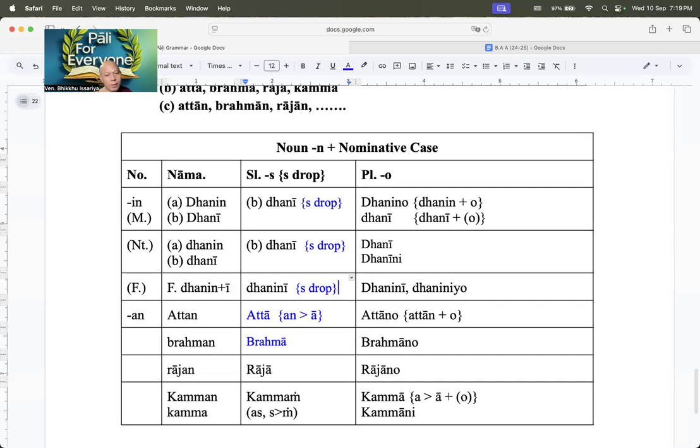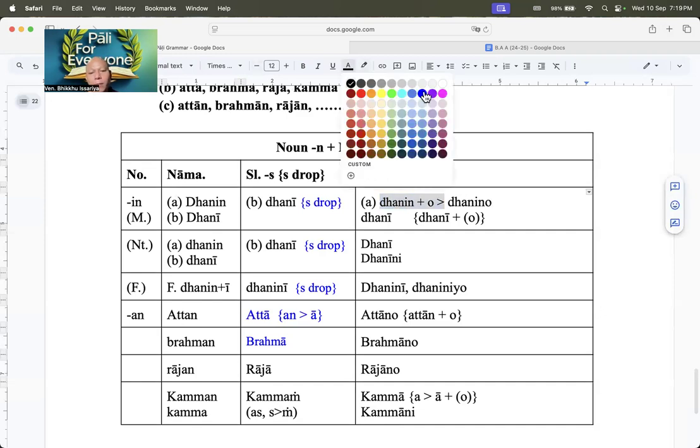So the sound drops. And this is just the name. But for feminine, the name in this way. And for plural, so here you see, this one is for the first and second. So to the name, the ending is added. To the name, the ending is added. So that is how we have the plural form in this way.